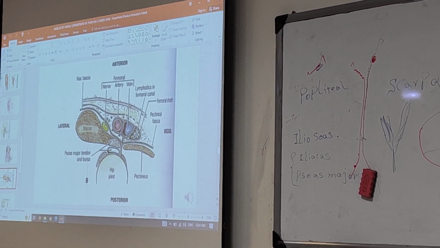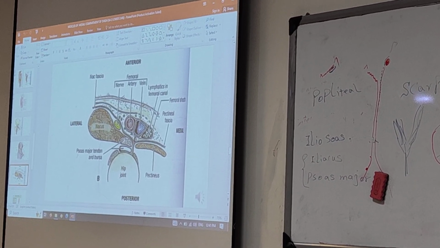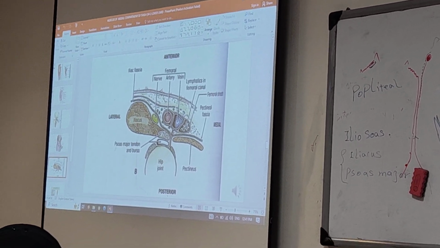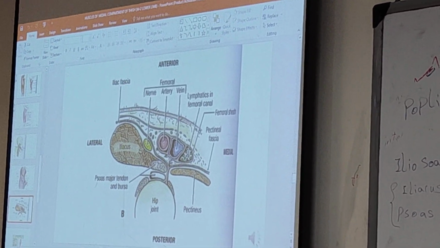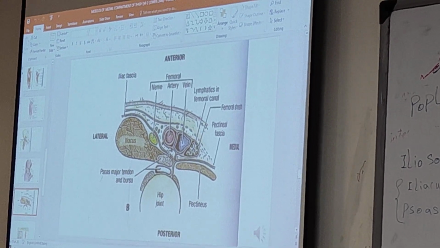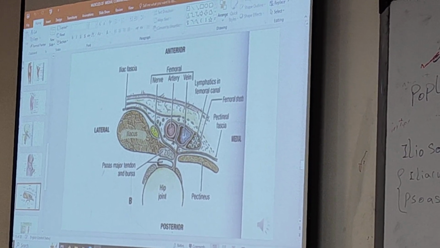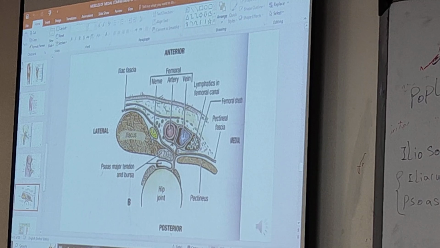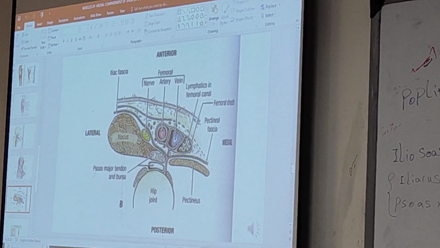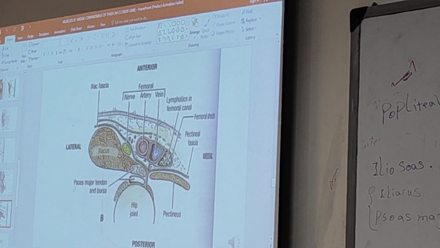Medial to femoral vein, here we have femoral canal. The femoral artery, femoral vein, and femoral canal are going to be covered by the femoral sheath. This femoral sheath is continuum of 2 fascia, fascia transversalis and fascia iliaca. What about the femoral nerve? It is not going to be covered by the femoral sheath. It is not going to be found inside of the femoral sheath.